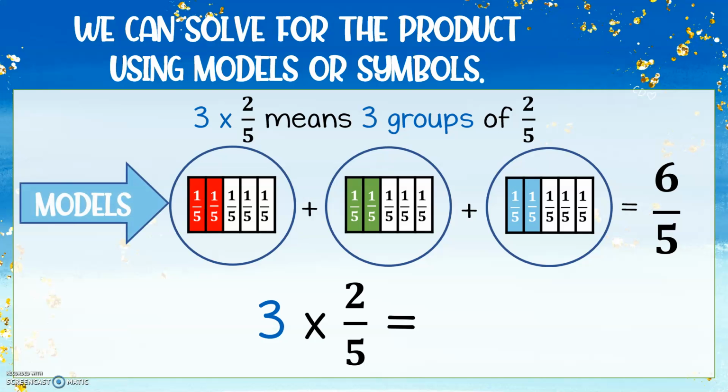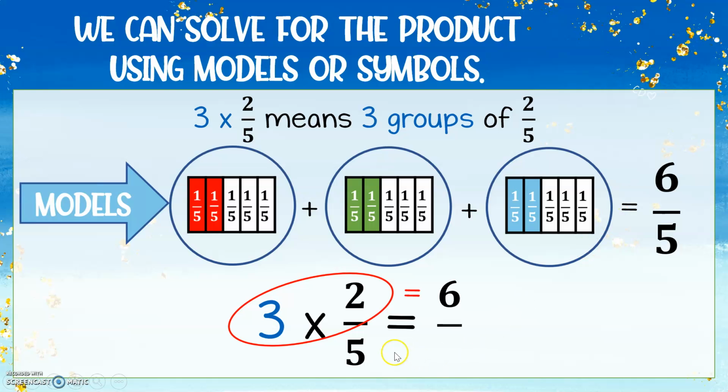Now we're going to look at how we would solve with symbols using an equation. So you're going to multiply your whole number by your numerator. And that's going to give you the numerator for your product. 3 times 2 gets us 6, so our numerator should be 6. Notice we have a 6 in the numerator when we multiplied with models.